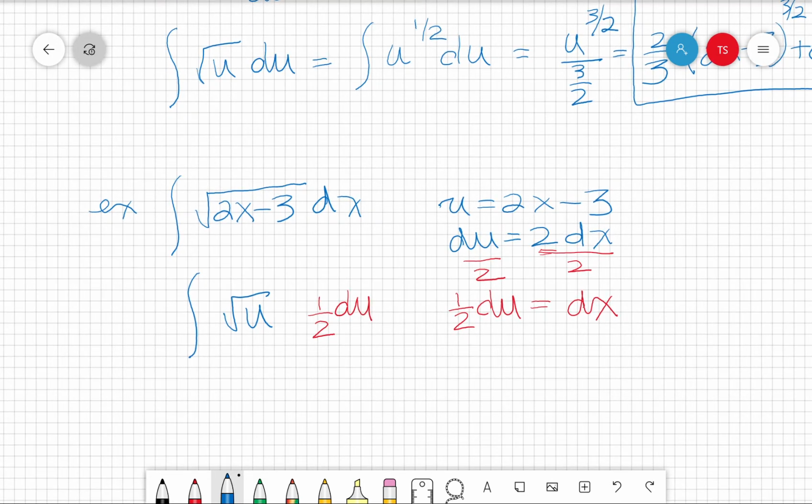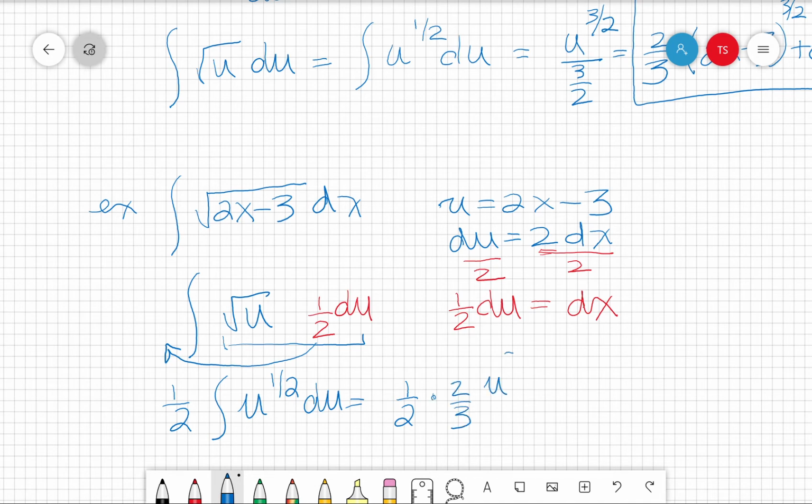And now that 1/2 is just a constant that's being multiplied by this whole integrand. So I can pull that out front. And so I'll have 1/2 the integral of u to the 1/2 du. And so that will be 1/2 times 2/3 u to the 3/2. And so this will give me 1/3 (2x minus 3) to the 3/2 plus c. So you can compare that to the example from above.